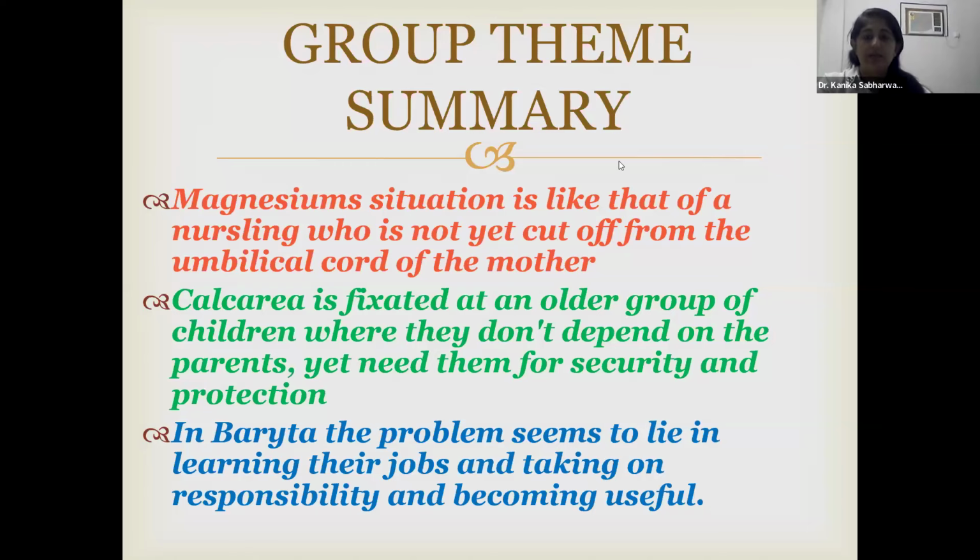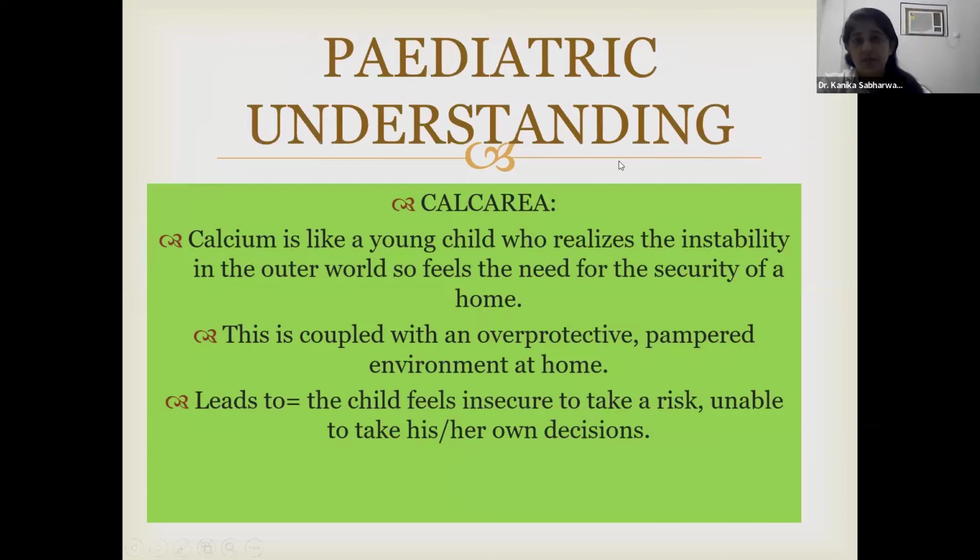All right, so let us start with the individual groups. I may skip the remedies because I think you can get those from the materia medica. I'll talk about group indications and tell me if you want me to do case examples. Now I'm talking purely from a pediatric point of view. So far also I have been focusing more on the pediatric indications. Calcarea is equated to a young child who realizes that the outside world is very unstable. There are a lot of forces that can affect me, and I am safest and most protected in my home environment.